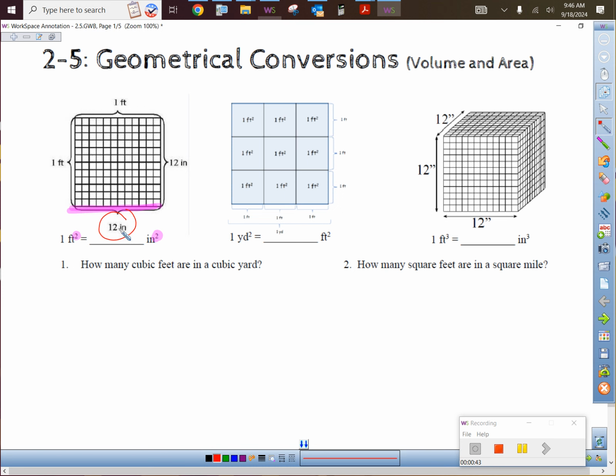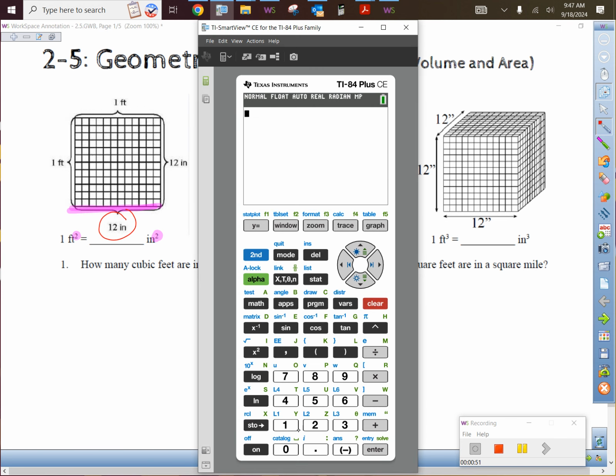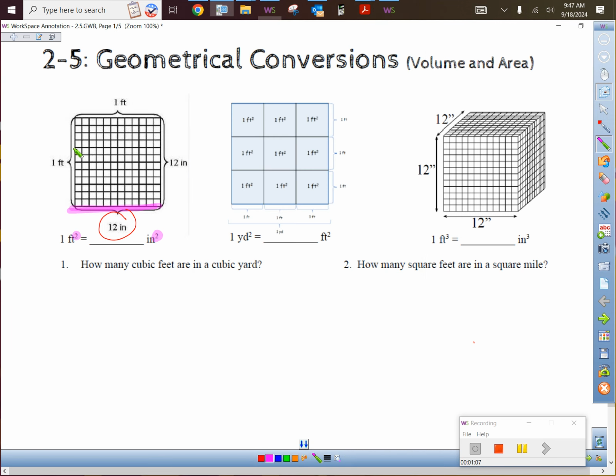Do you remember what squaring means? It means take it times itself. So grab a calculator and punch with me. You could take 12 raised to the second power, or if you can't find that, have your neighbor show you where it's at. But you could also take 12 times 12, and did you get 144 of those? In 1 square foot, this pink guy right here is a foot by a foot. There is 144 square inches in that guy.